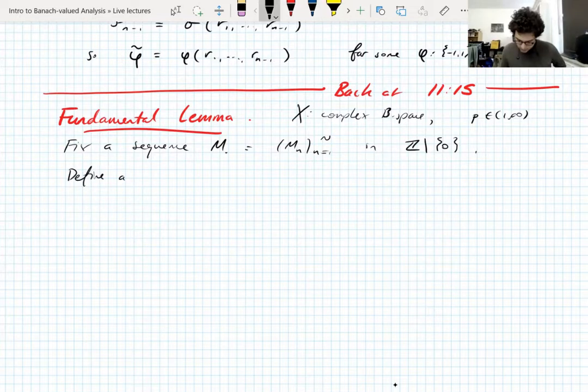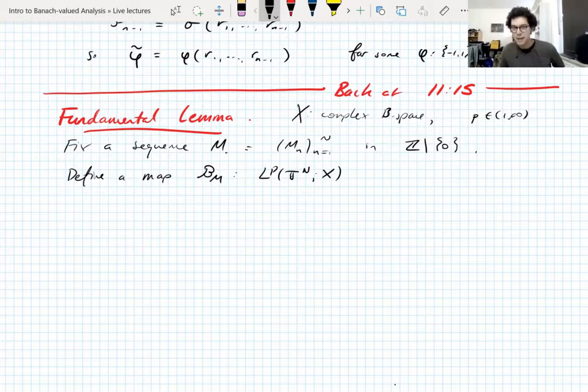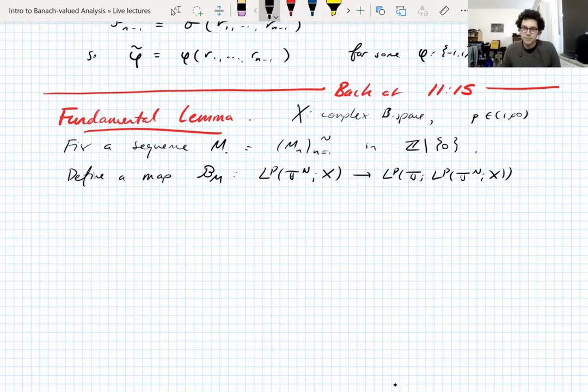And we define a map. You could call it the Bourgain map, that's why it's denoted B. B sub m maps functions on the capital N torus into functions on the 1 torus valued in the capital N torus. So it's adding an extra variable, basically. We define it like this.